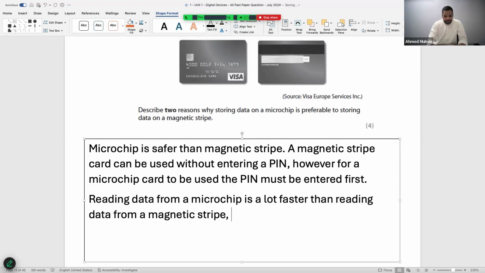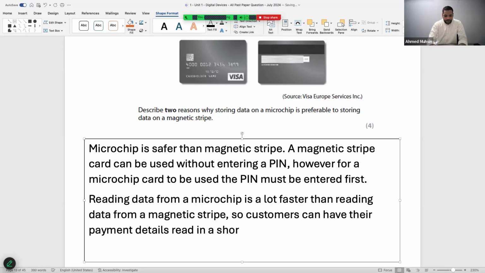Okay, so what's the benefit of this? So customers can have their payment details read in a short time with microchip card. Microchip card. Are we okay with this?